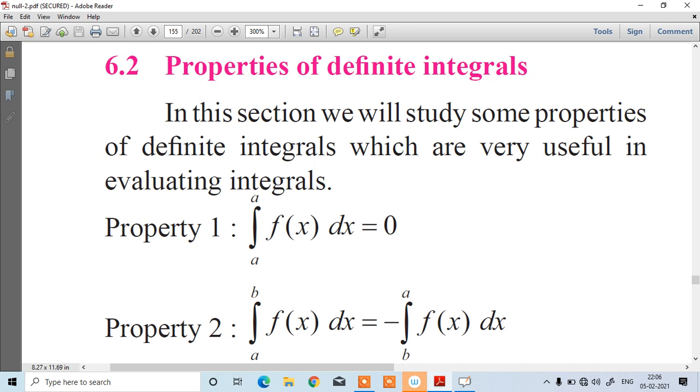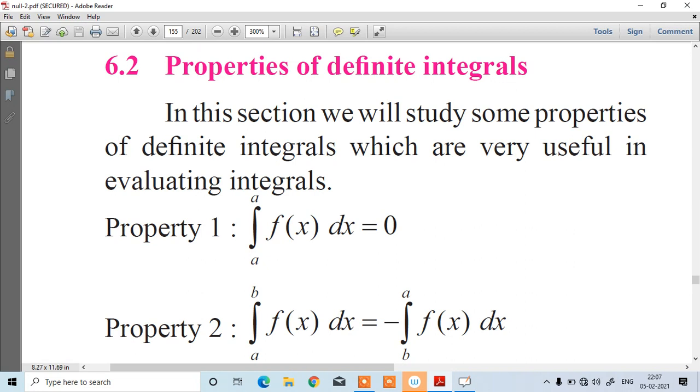Dear students, today we are going to discuss the properties of definite integrals. Now in this section we will study some properties of definite integrals which are very useful in evaluating the integrals. Now there are some properties given here.